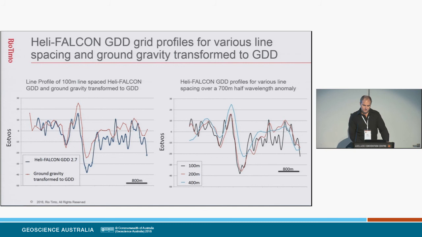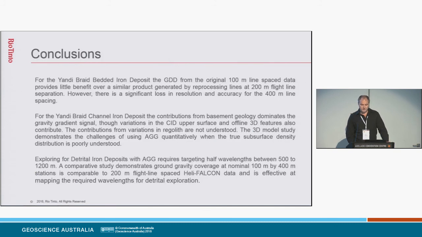On the right plot, we are viewing the original 100 metre line space GDD with the reprocessed 200 and 400 metre line space grid profiles. The selected gravity gradient line profiles show a 50 Eötvös, 700 metre half wavelength anomaly. This is an ideal half wavelength when targeting detrital deposits, and all three profiles detect the anomaly. But, as mentioned on the previous slide, the 400 metre line space data is dominated by similar wavelength responses. So, once again, the 200 metre seems to be the best option.